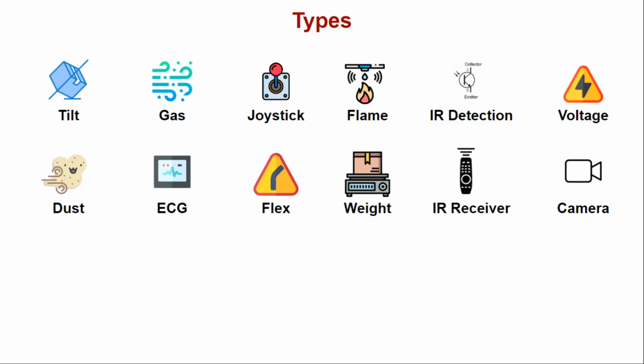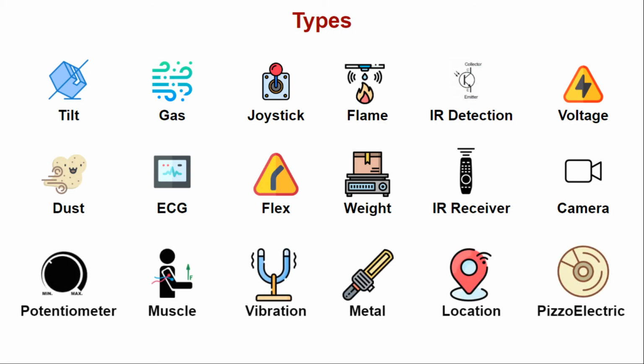So IR detection is just the reflection one. IR receiver is the TV one. So I made a mistake here. Then we have camera sensor. So there are cameras available which you can add onto Arduino and click some pictures and store into an SD card.